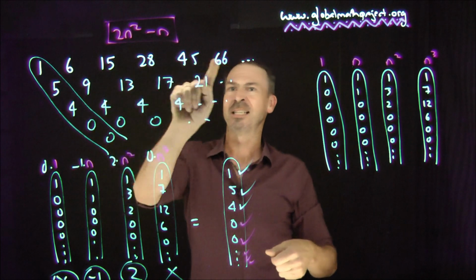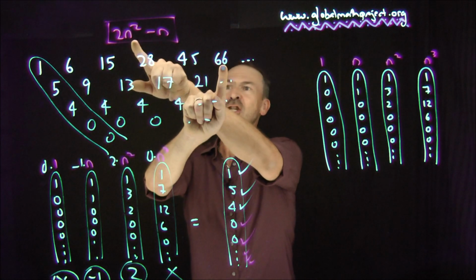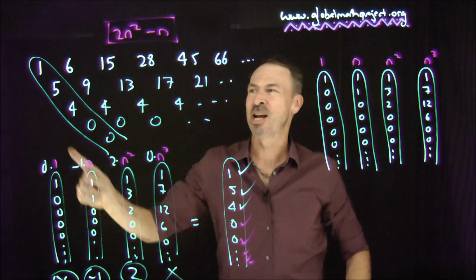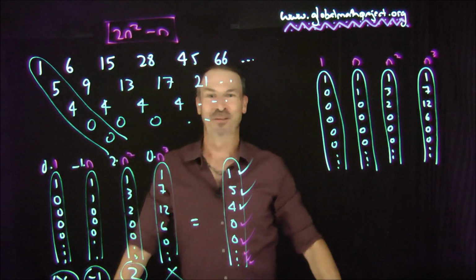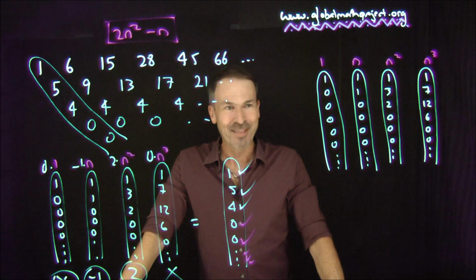1, 2, 3, 4, 5, 6. Let's go to the sixth one, because I should check all of them, but the sixth one. 72 take away 6 is 66. In fact, you can check it works for all 6 examples. Therefore, that is a formula that's working for those 6 examples. Wow, I love this game.